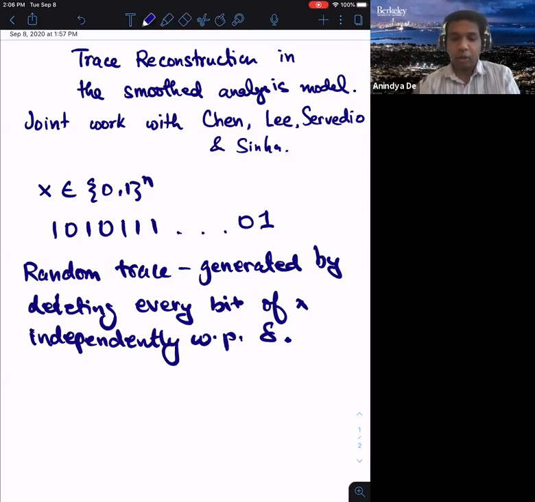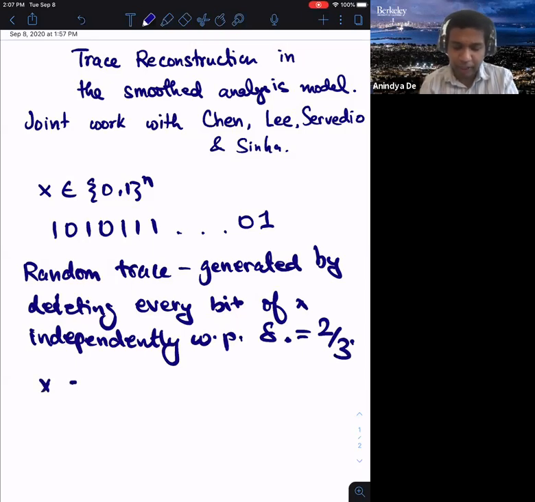So what's going on is that there's an unknown string X. The string X is not known to the algorithm, but every time the algorithm presses a button, it gets a random trace of X, which is generated by deleting every bit of X independently with probability delta. Think of delta equals half, or actually, let's think of delta equals 2/3. It's some fixed number between 0 and 1.